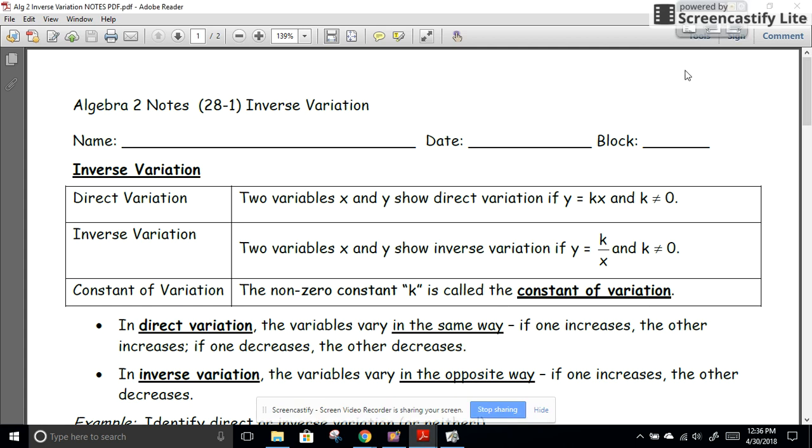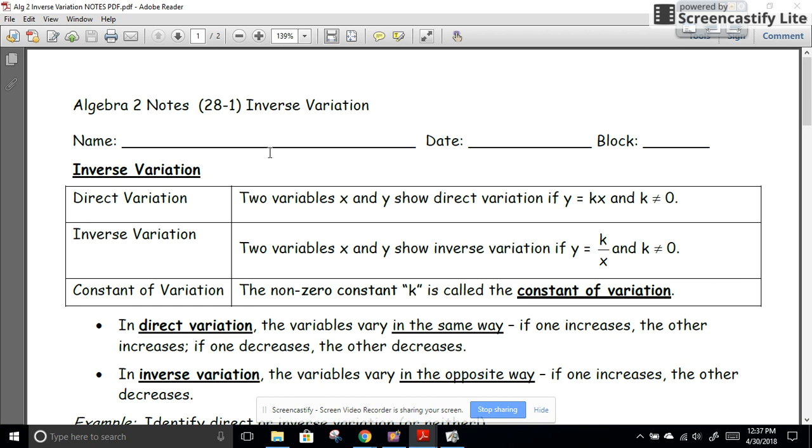Okay, so these notes are loaded onto It's Learning. You can print them out or you can just make notes on your paper as we go through this. In your textbook, it is lesson 28-1: Inverse and direct variation.